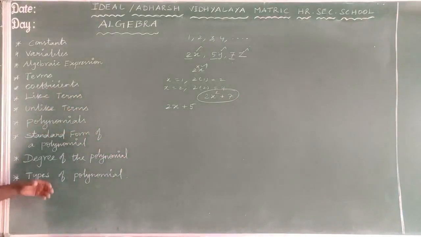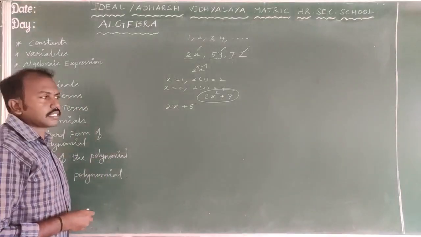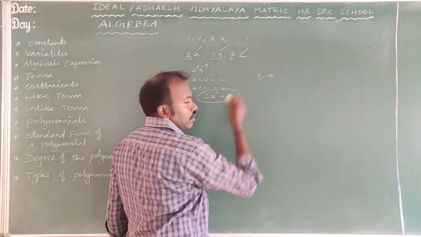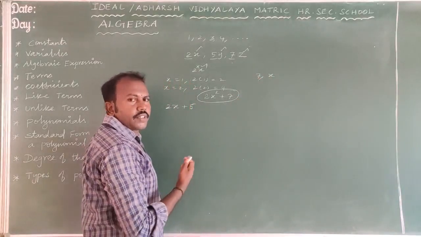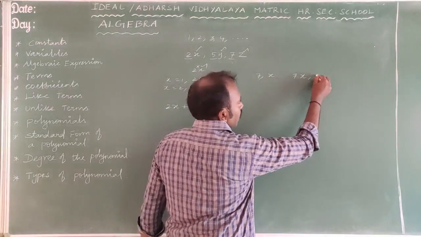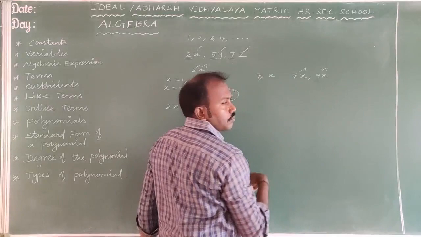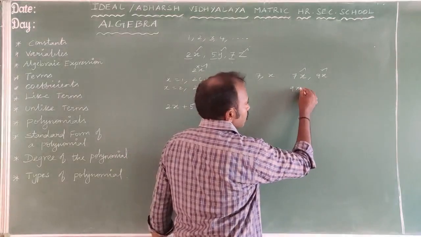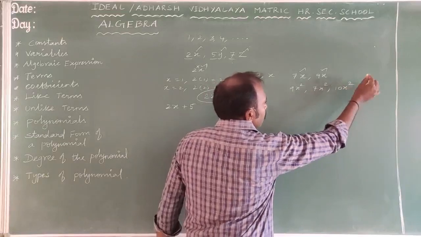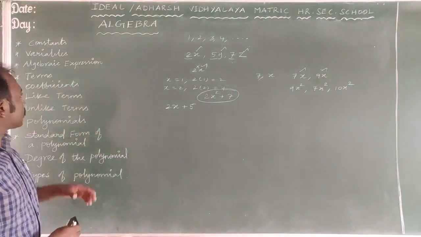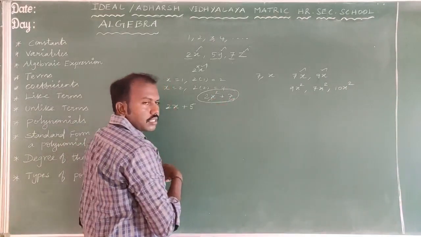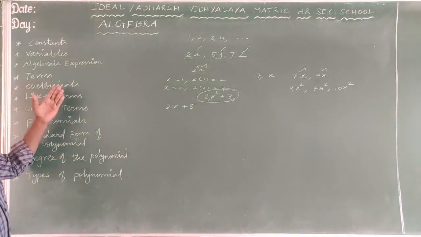Next one, terms. A term is a constant, for example 7, or a variable, or a product of variables and constants, that is 7x or 9x. These are the terms. Or 9x squared, 7x squared, then 10x squared, etc. That is terms. Here also 2x squared, 10, 7, another 10, these are terms.